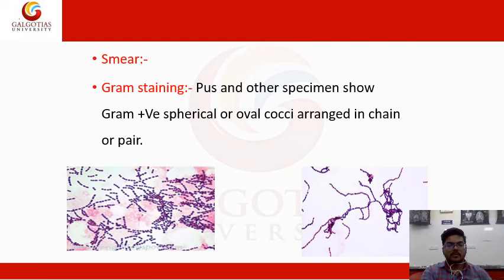Moving further, we make a smear and do Gram staining. When we do Gram staining, we can observe that the pus and other specimens show gram-positive spherical or oval cocci arranged in chains or pairs.